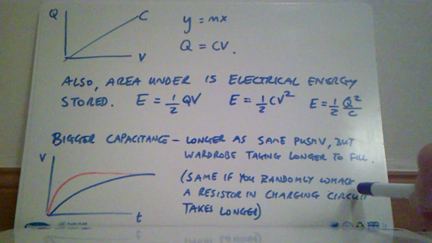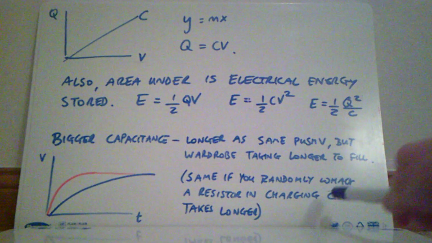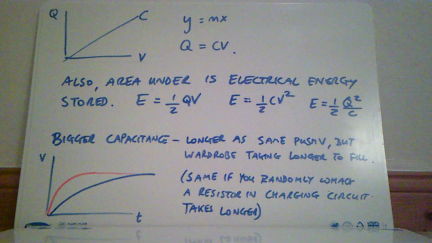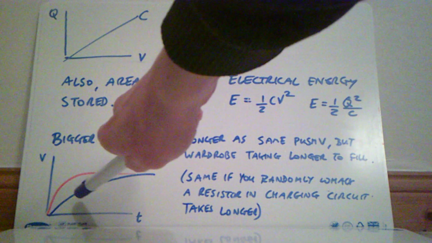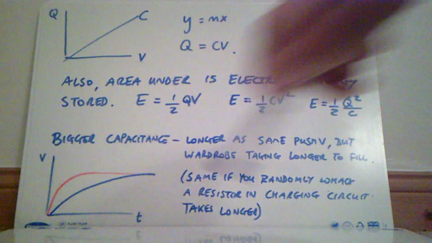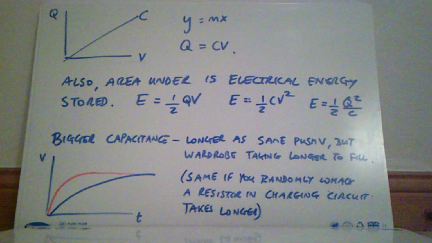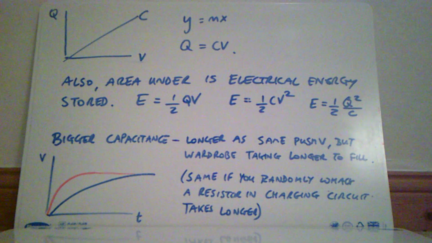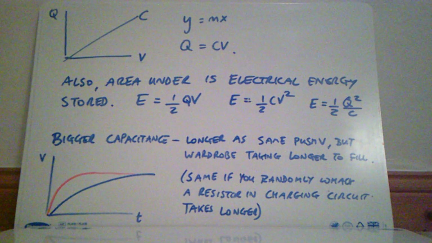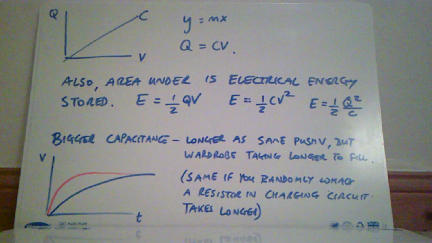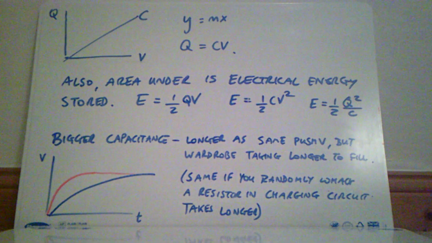If you were to decide to randomly whack a resistor in the charging circuit, then the charging up would take longer as well. So you get the same shaped graph as if you had a much bigger capacitance capacitor. So if you were to put a resistor in the charging circuit, it would be like having the same size wardrobe as original, but, sounds strange, having a bog or a swamp in between you and the cupboard. It would take longer for you to fill it.